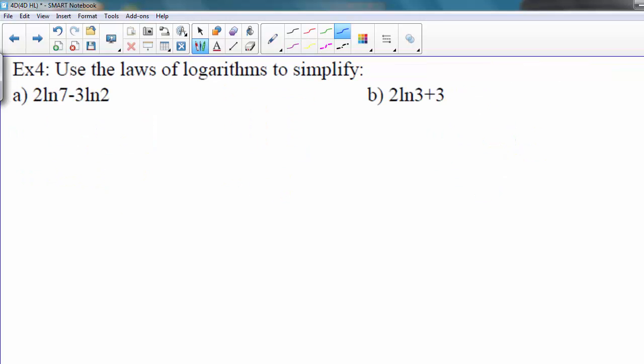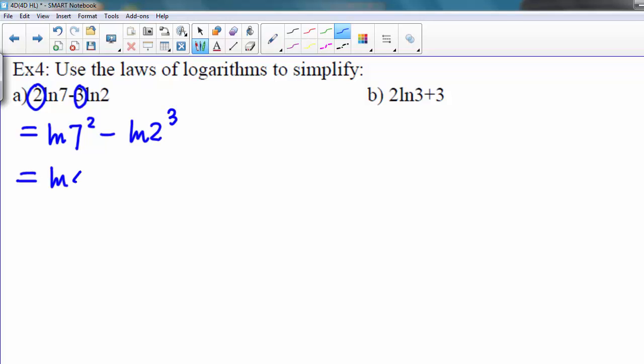Example 4, use the laws of logarithms to simplify 2 ln 7 minus 3 ln 2. That means we need to convert these 2 logs to one log. If you want to combine these two logs into one log, you need to get rid of the coefficients in front of each log. So we can use the power law to bring those coefficients back to the exponents. So it's ln 7 squared minus ln 2 cubed.